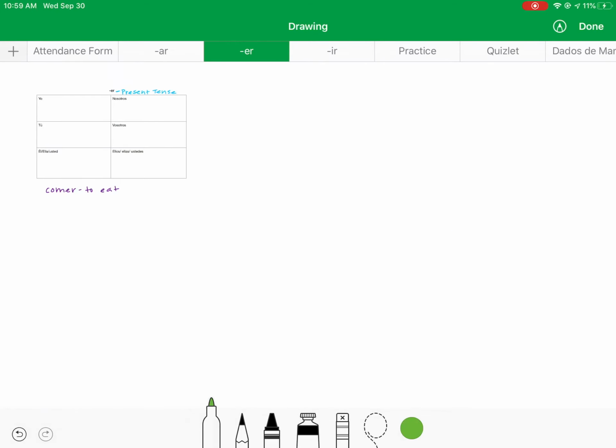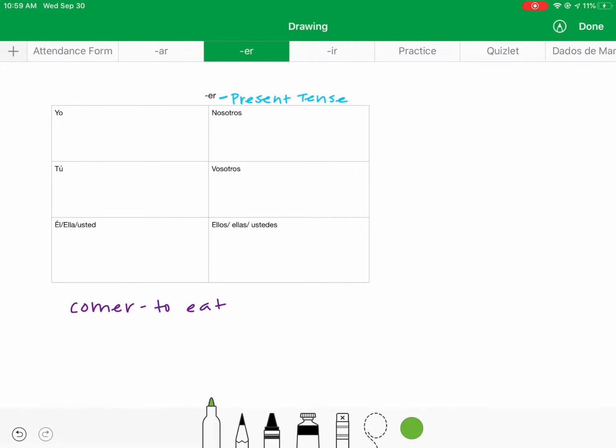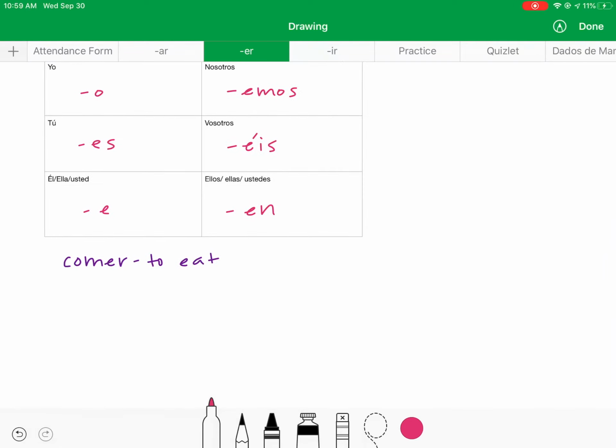Let's go over to ER verbs. ER verbs are going to have different endings. So we have o, es, e, emos, that's an E, eis, and en. Let's look at the verb to eat. If, for example, I want to say Sarah and John eat, I would say Sarah y John, Sarah and John eat. I've got comer. Remember you take off your ER, you add the correct ending, which would be comen.